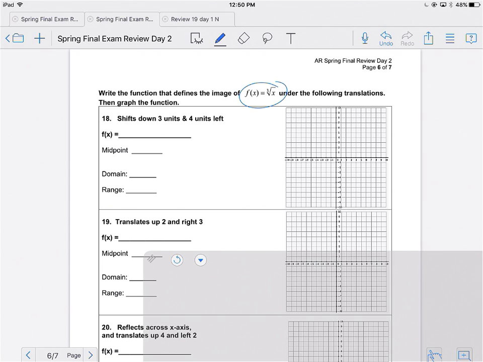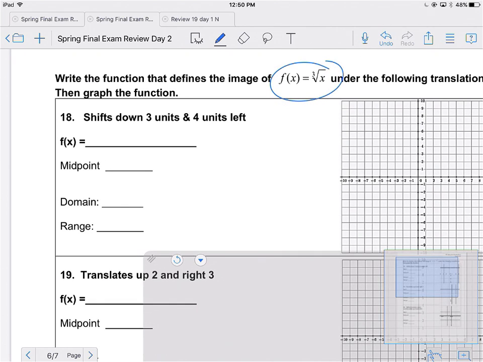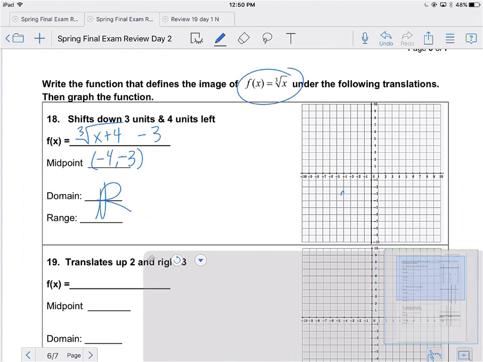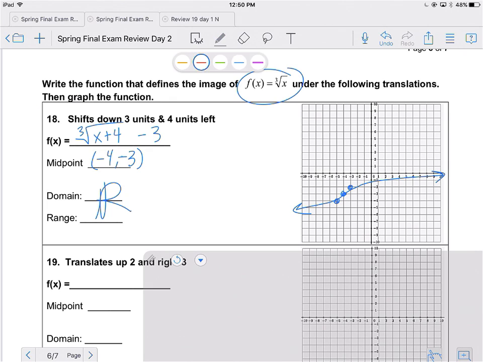So still using cube root, they want me to now write them and draw them. So to go to the left, we're going to add 4 under the cube root, and then down 3 is a -3. Opposite, same. So I go to -4, -3, and then up one, right one, down one, left one, because it's a root, so it needs to go side to side. So I gotta make sure it looks right.